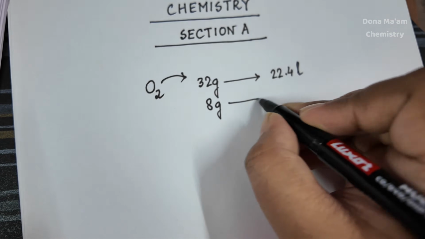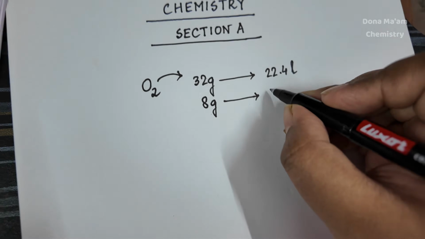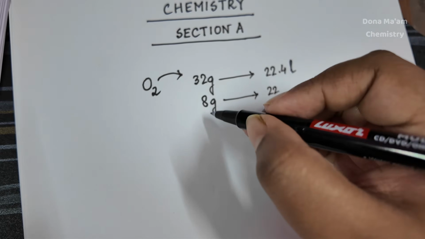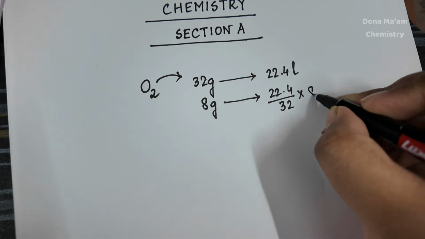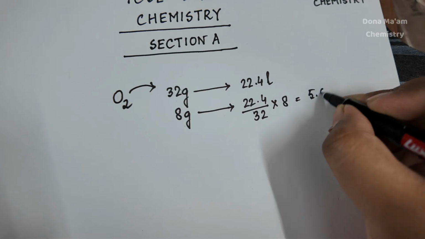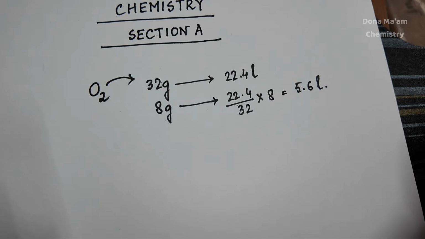So what will be the answer? What will be the volume of 8 gram of oxygen? Just 32 has become 8, so 4 times reduction. So over here also you can just do a simple unitary method to come to the answer, 5.6 liter.